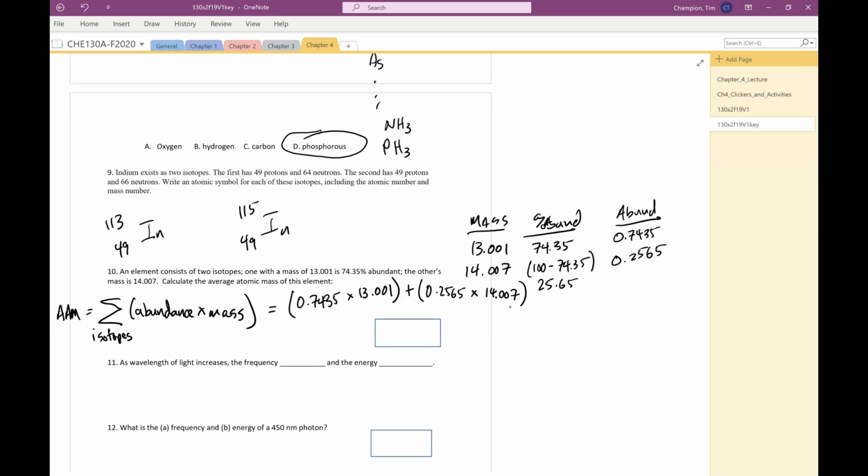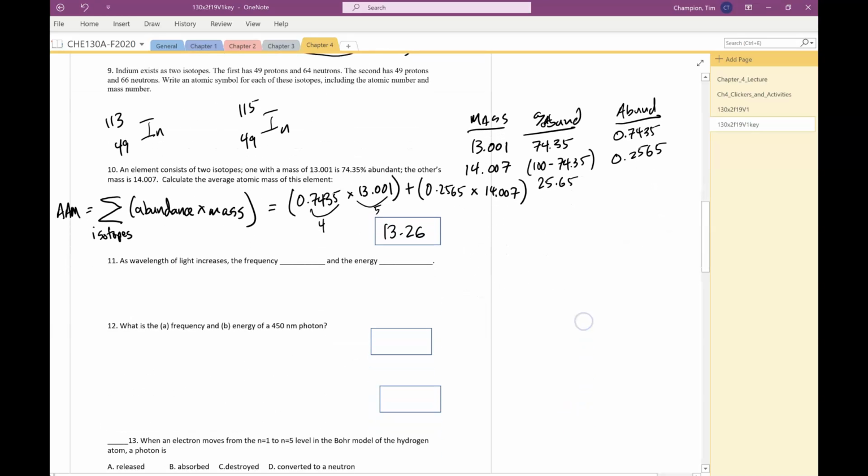13.25. I should probably claim I've got 4 sig figs here. I've got 5 sig figs here. I can claim, I think, 4 sig figs. So I'm going to claim 13.26 is my average atomic mass there.